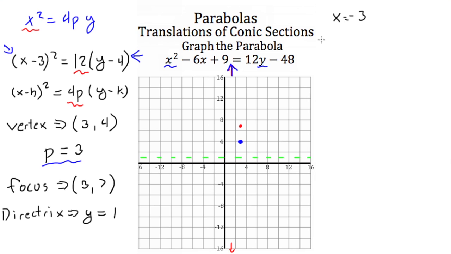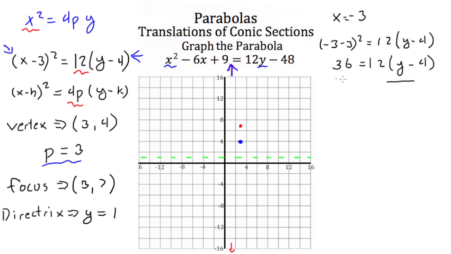If I plug that in, I'll have negative 3 minus 3 squared is equal to 12 times y minus 4. Negative 3 minus 3 is a negative 6. Negative 6 squared is 36 is equal to 12 times y minus 4. Divide both sides by 12. You'll get 3 is equal to y minus 4. Add 4 to both sides, and you'll get y is equal to 7. So now I have the point negative 3, 7.